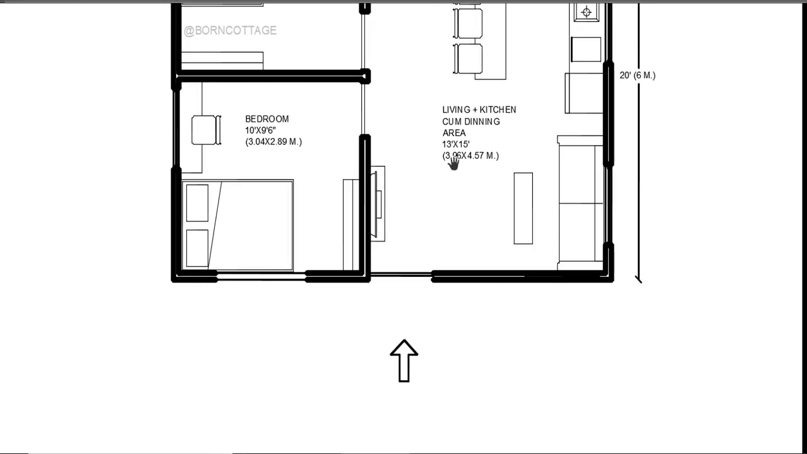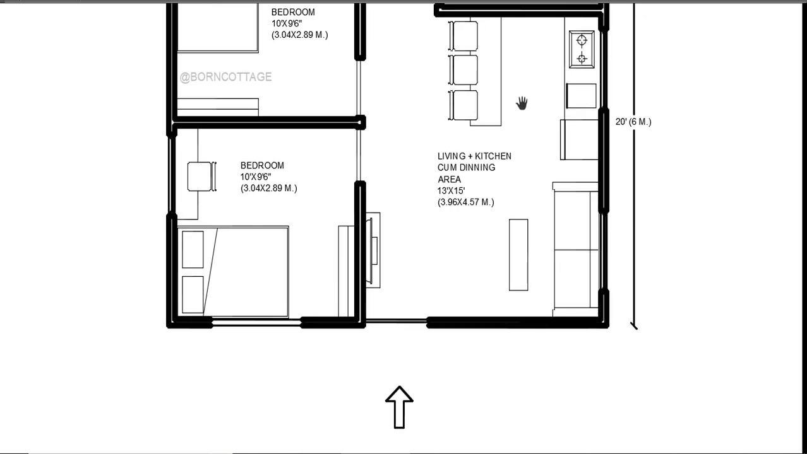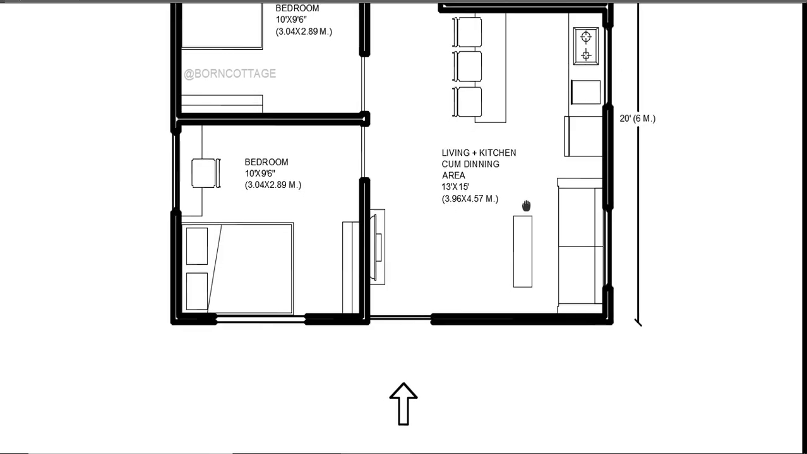So we have living plus kitchen cum dining area. You can see here the sofa arrangement, tea table arrangement, TV unit on the front wall, and after that we'll go inside. So we have kitchen cabinet with burner, sink and refrigerator arrangement, and a dining counter with 3 chairs and 2 large size windows for ventilation and light purpose.